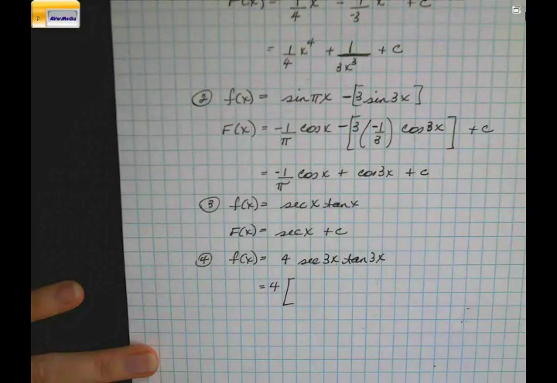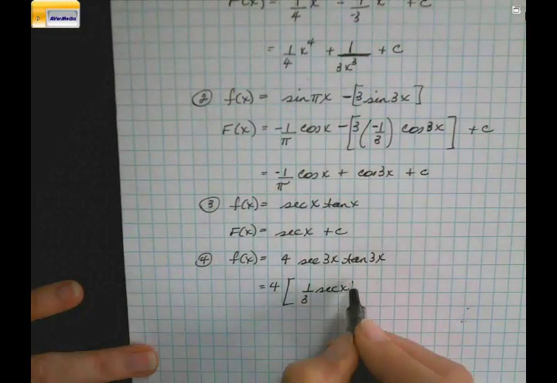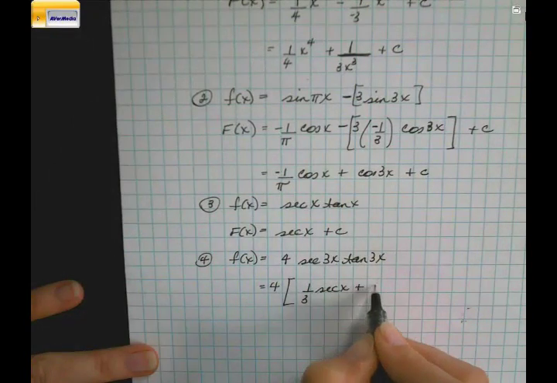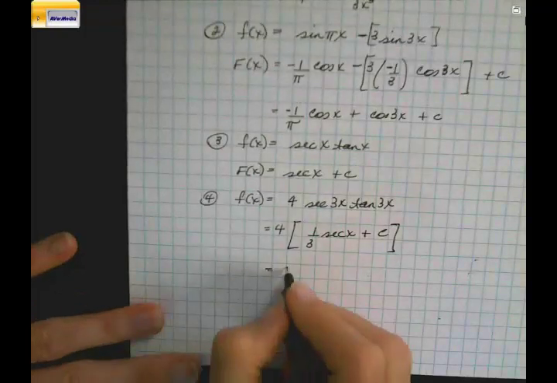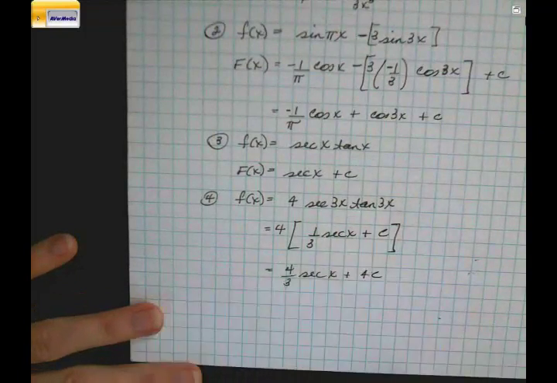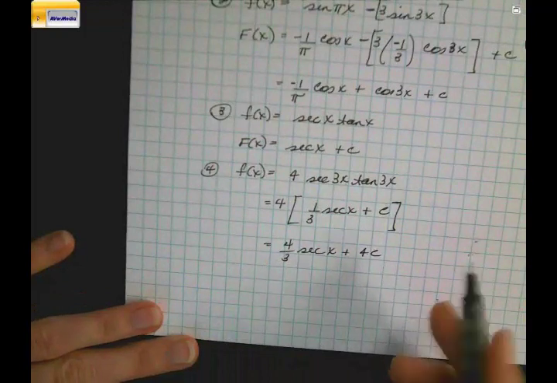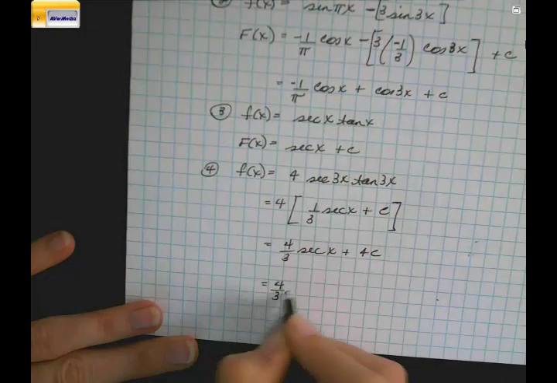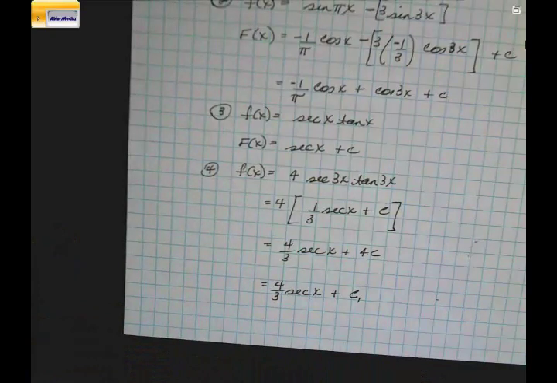One over k, right? So it's 1/3 secant x plus c. Now, here's where this gets interesting, and I'm just going to do this very quickly. Really, this is 4/3 secant x plus 4c, right? But c is any arbitrary constant, so whether you multiply it by a number or not, it's still c. Sometimes, if you want to be technically correct, but you're not going to see this, you could call it c sub 1, c sub 2, c sub 3, but they're all just an arbitrary constant c.